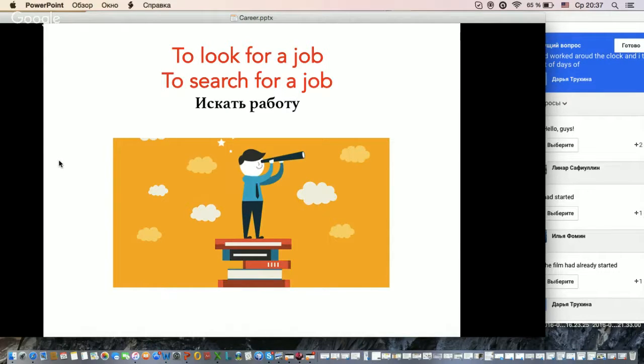So are you searching for a new job right now? Do you deserve a new job? How do you think? Do you deserve a better salary? Заслуживаете ли вы лучшей зарплаты, к примеру? And all right, so waiting for your examples with to look for and to search for.